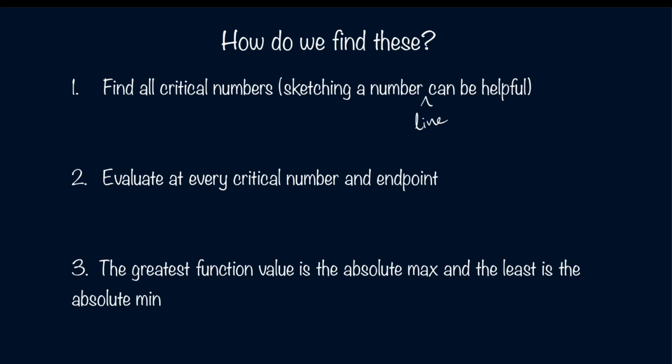Step 2, we're going to evaluate the function at every critical number and endpoint. And again, I'm going to show you how we're going to do that in the next few examples. And then step 3, the greatest function value is the absolute max and the least is the absolute min. So these 3 steps are going to help us find the max and min values that we need.